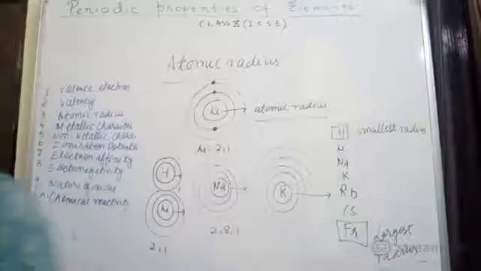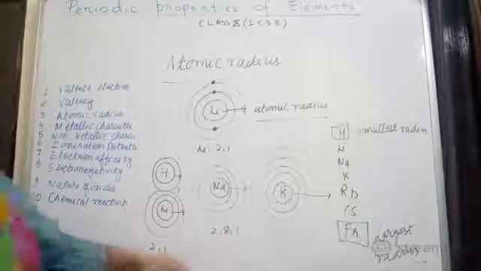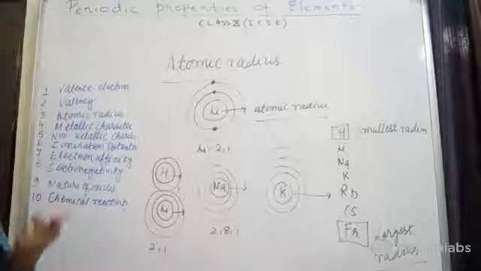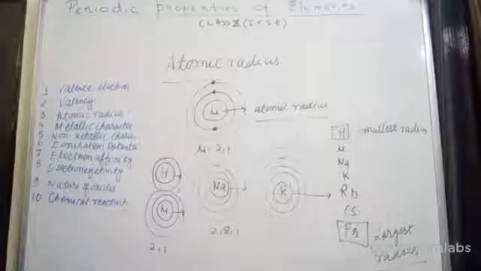The largest radius will be shown by the bigger atom in group number 1. Which will have a bigger atom in group number 1? Obviously, the element which belongs to the 7th period of the modern periodic table.